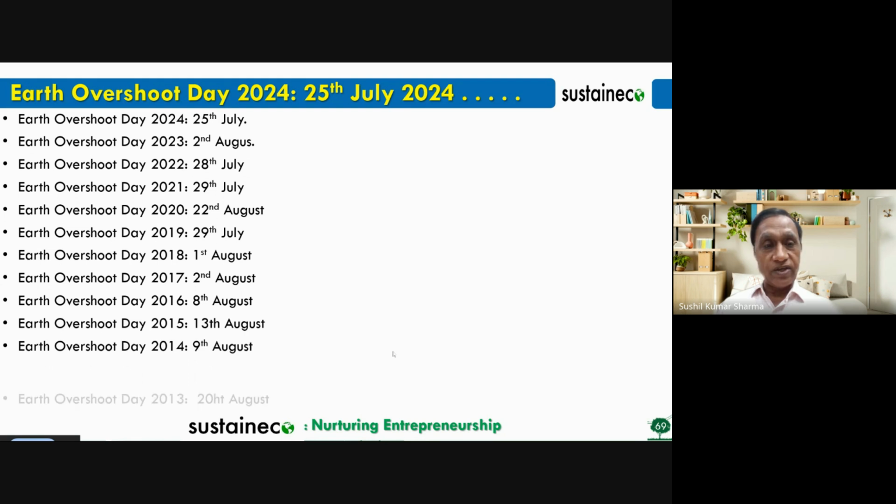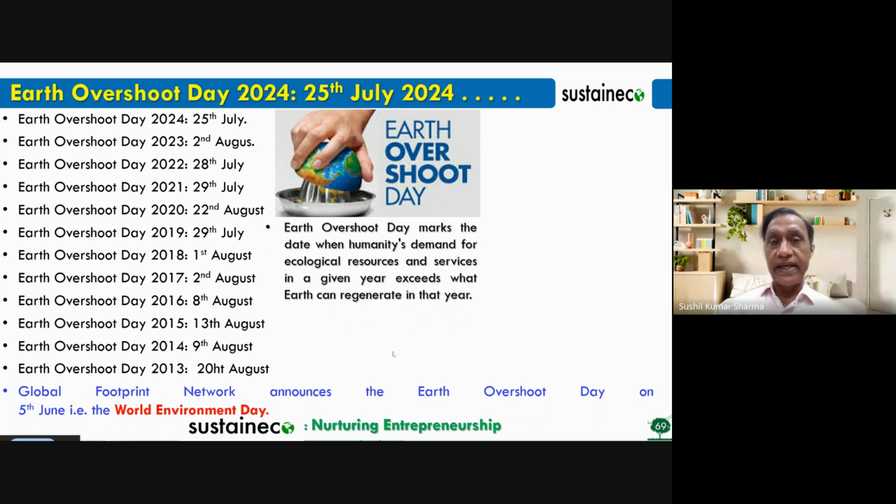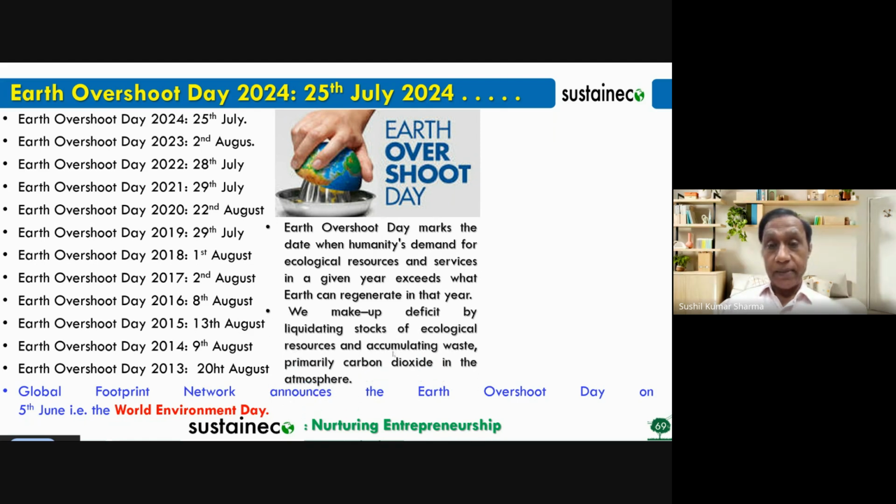But if we look into the history of Earth Overshoot Day, it is reported by the Global Footprint Network each year on World Environment Day. Earth Overshoot Day marks the date when humanity's demand for ecological resources and services in a given year exceeds what Earth can regenerate in that year. So we make up the deficit by liquidating stocks of ecological resources and accumulating waste, as we have seen in various previous slides, primarily carbon dioxide in the atmosphere.